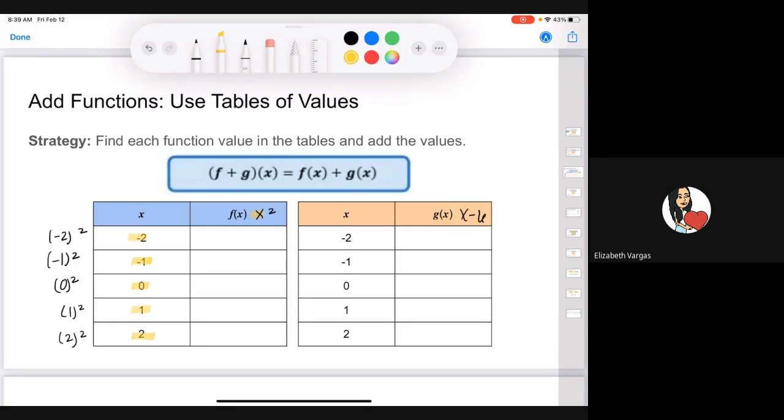Once you do that, you can go ahead and solve. So -2 times -2 is 4. -1 times -1 is 1. 0 times 0 is 0. 1 times 1 is 1. And 2 times 2 is 4. Then you'll do the same thing for the other side. So I'm going to substitute my values of x: -2 minus 6, -1 minus 6, 0 minus 6, 1 minus 6, and 2 minus 6.